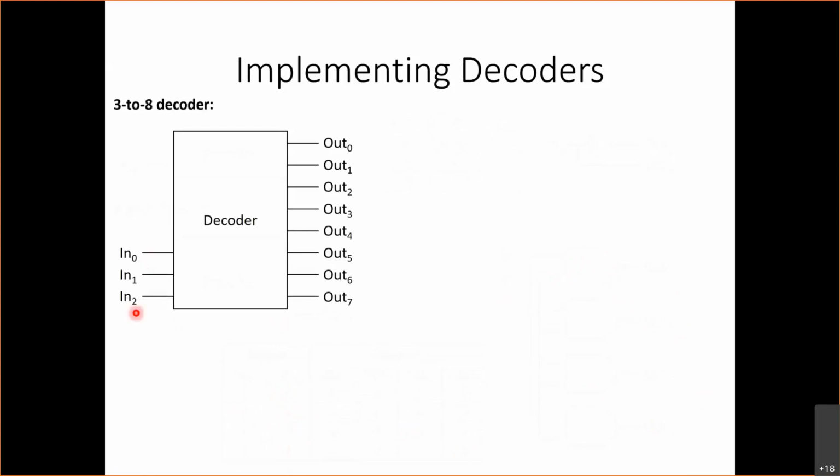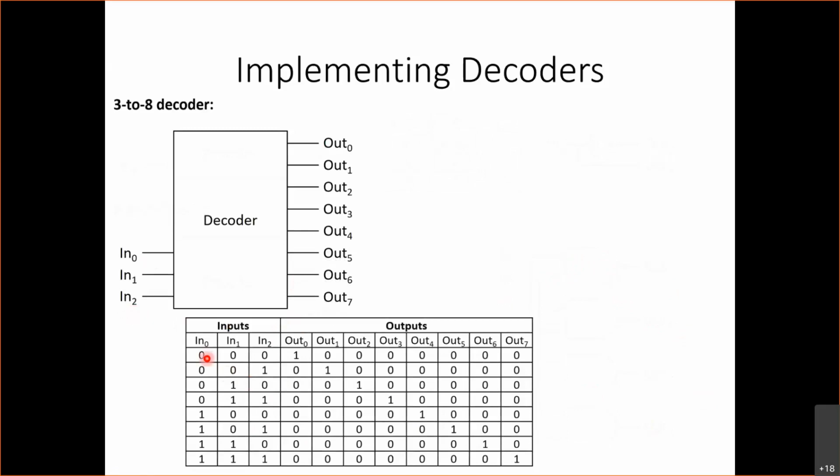So we have 3 inputs, 2 to the power 3 is 8, so we're going to have 8 outputs. The truth table looks like this. We have 8 combinations of inputs, and for each of these combinations, we're going to have one of the outputs be 1 and all the others be 0. And similarly here, out 0 is going to be 1 when all three of these are 0 and it's going to be 0 otherwise. So out 0 is going to be not in 0 and not in 1 and not in 2. So it's going to look like this.